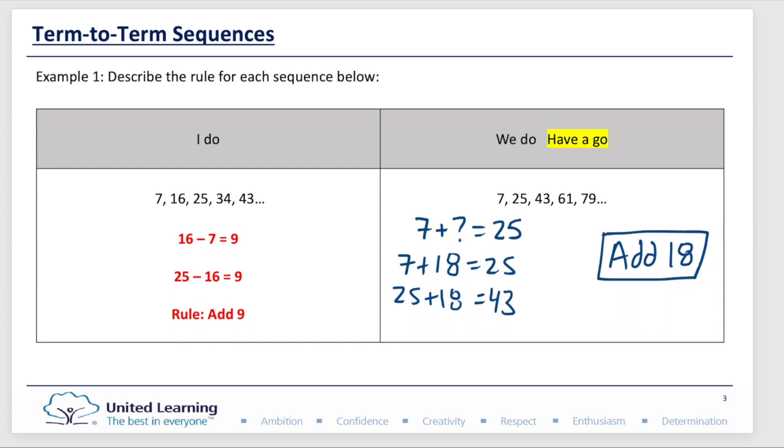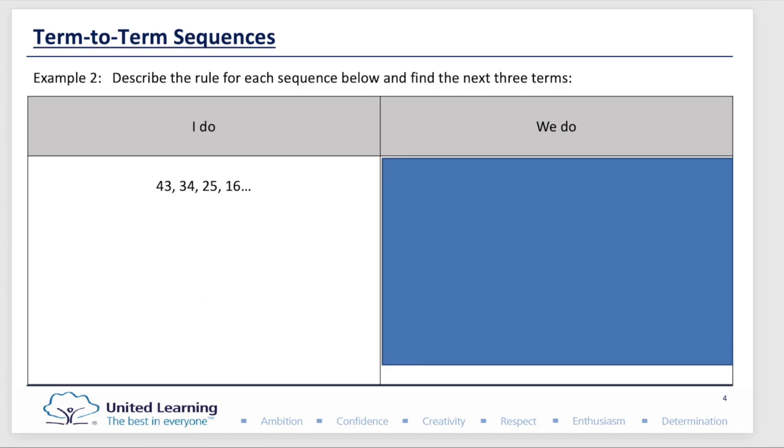Here's what I want to do. I want to finish with this one. So again, describing the rule for each sequence, but then giving the next 3 terms in the sequence. So let's first come up with a rule. I'm noticing for this one that it's decreasing, so let's check for subtraction. 43 take away 34. What's the difference between the first 2 terms in the sequence? Looks like we'll have to carry here, and we get 9.